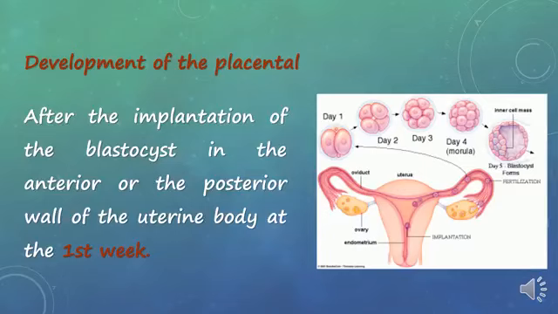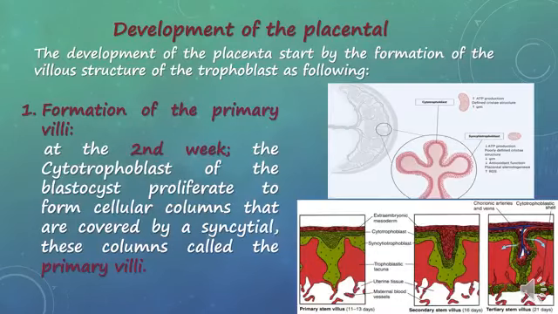After the implantation of the blastocyst in the anterior or the posterior wall of the uterine body at the first week, the development of the placenta starts by the formation of the villous structures of the trophoblast as follows. First, formation of the primary villi.